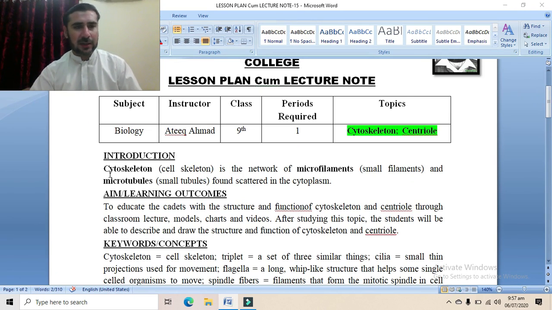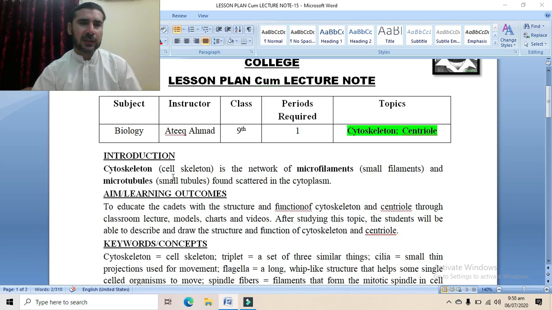Cyto means cell. Skeleton means skeleton. Skeleton is basically any hard internal structure which is made of bones and cartilage. For example, in humans there is an internal hard bony skeleton. So cytoskeleton is basically the skeleton of the cell. In the cell there is a small skeleton, a mini skeleton, which is known as cytoskeleton.